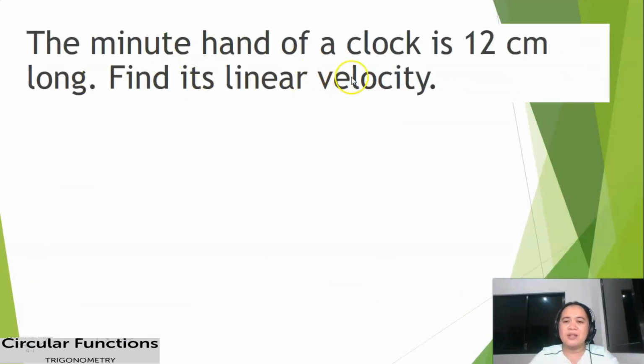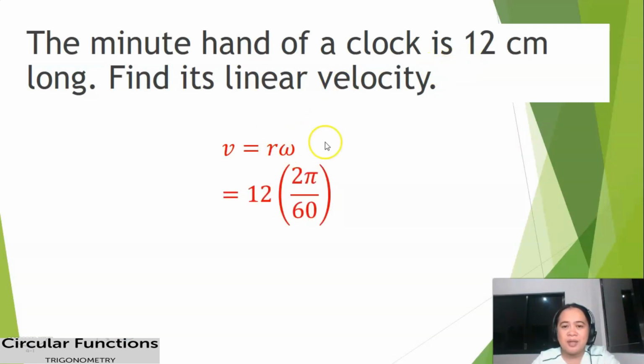Now, the minute hand of a clock is 12 centimeters long. Find its linear velocity. Now, take note, our linear velocity is r times angular velocity, or r omega. So let's substitute. Our radius here is 12. Now, how come the angular velocity here is 2 pi over 60? Take note, when you talk about the minute hand, it will have one complete rotation in the clock after 60 minutes. So take note of that.